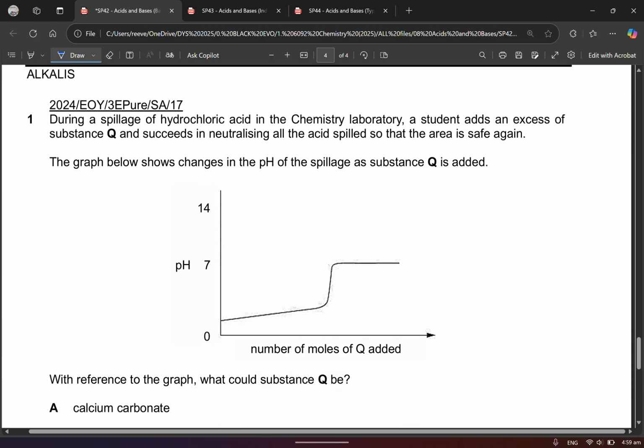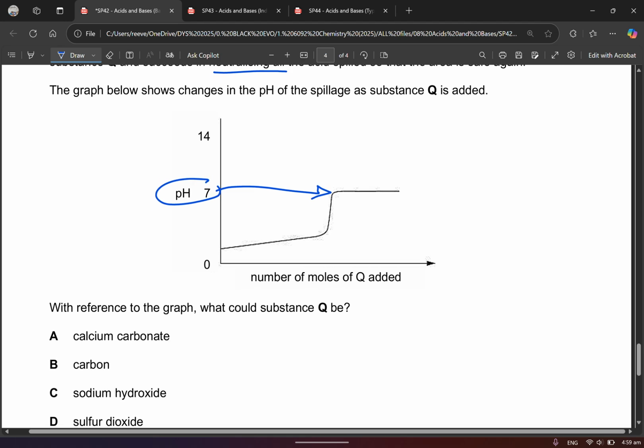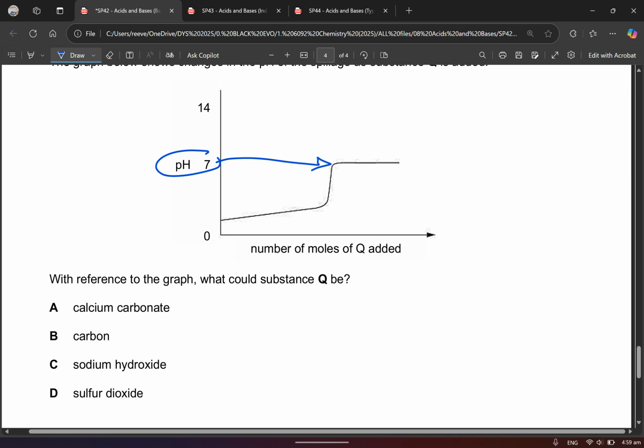Questions. Okay, so over here, I have a graph. This is the last year exam question. During a spillage of hydrochloric acid, they are using substance Q. This substance Q is supposed to neutralize the acid, so it becomes pH 7, which is correct. Eventually, it will become pH 7. So by pouring the substance Q, the substance Q will remove all the acid by reacting with it, until there's no more acid, then your pH goes back to 7. Based on the graph, what could possibly be Q?